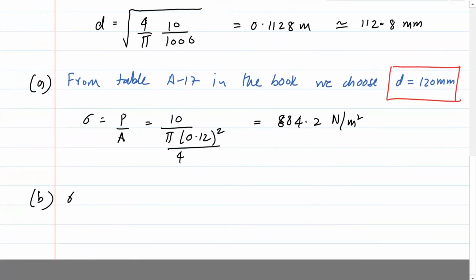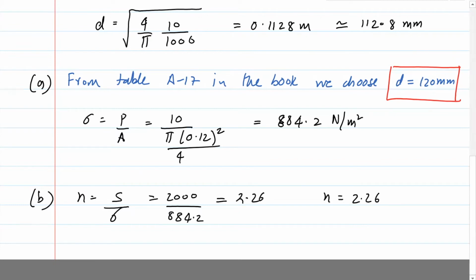Let's compute the factor of safety now. That's N, strength divided by stress. Strength is 2000, stress is 884.2. If you compute that, it comes out to be 2.26. So N is 2.26. Here's a case where you started with a design factor of 2, ended up with a factor of safety of 2.26, and the only reason why it changed was because we couldn't find the shaft of the right diameter based on our computation. So that's why those two numbers are different.